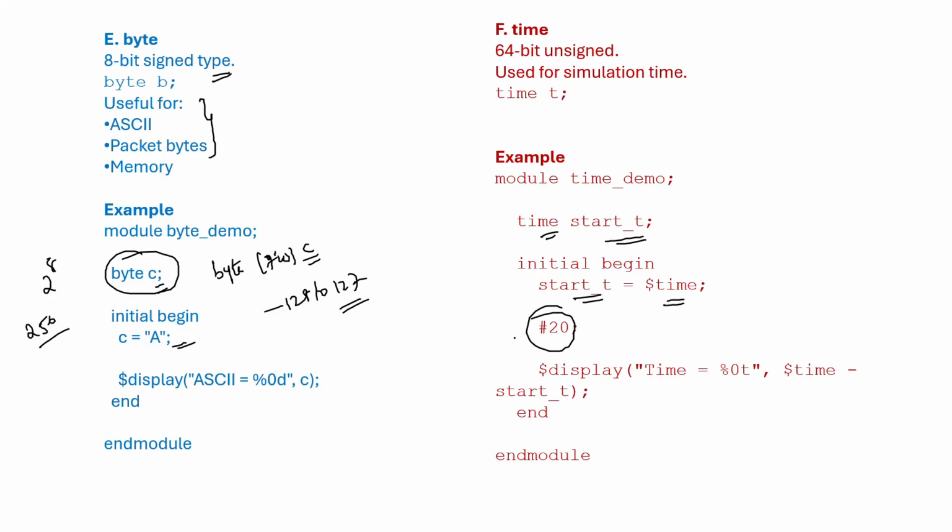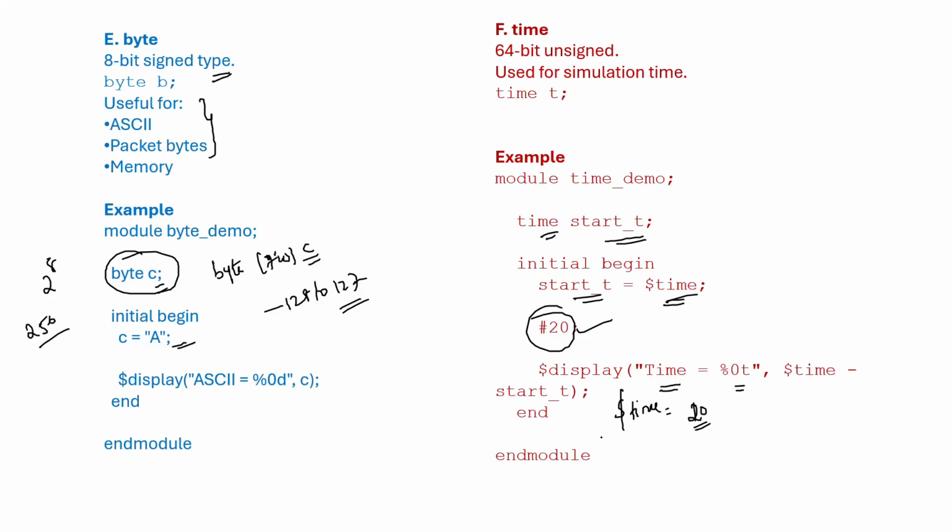After a 20 seconds delay, I'm displaying the time. Time equal to %0t, $time minus timestamp. So what is the time I'm getting here? $time equal to 20 seconds I'm getting here. So that is the reason we go for $time. $time is used for telling at what time you are executing your statements.